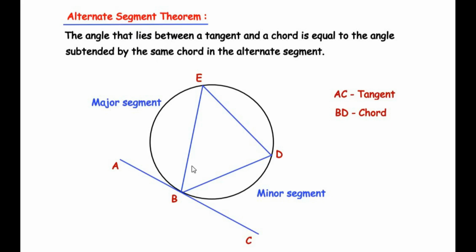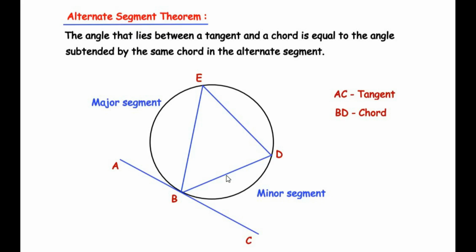According to the statement, the angle that lies between a tangent and a chord. So in this circle, we have a tangent ABC that touches the circle at point B, and to this tangent, two chords are connected, that is BD and BE. So in this case, let us consider that this chord BD divides the entire circle into two segments. One is the small segment called the minor segment, and one is the larger segment called the major segment. Now let us focus on the statement given.